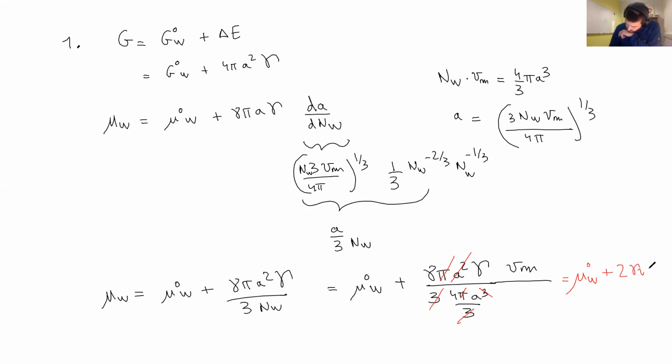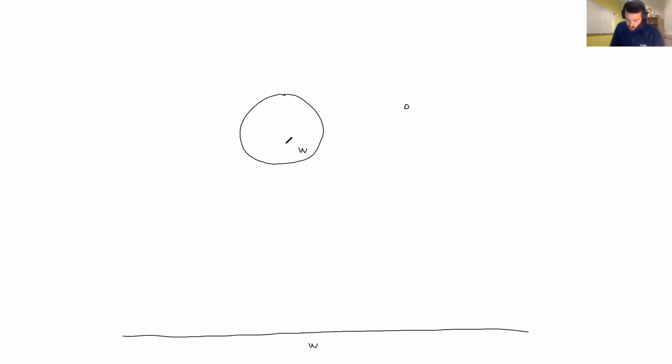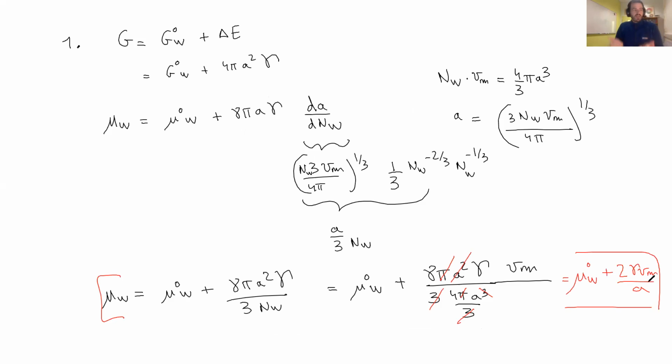2 gamma Vm over A. So it's an intuitive observation that the chemical potential of water inside this water droplet is higher than the one for a flat reservoir because you have an additional contribution to the surface tension. So there is a mechanical increase of the potential energy, if you want. This vanishes when A goes to infinity. So when you have a very large droplet, you kill this contribution and you go back to pure water, the reference. All right?